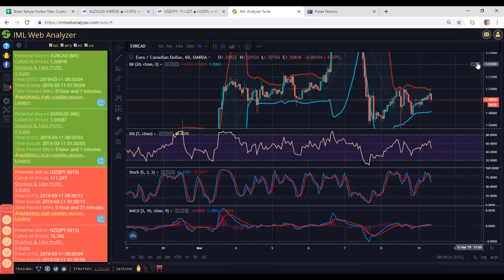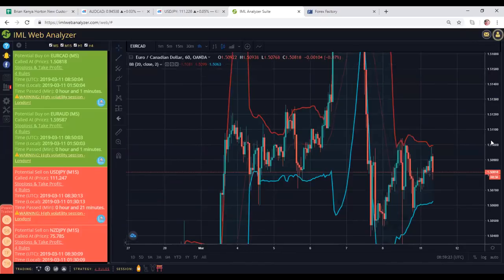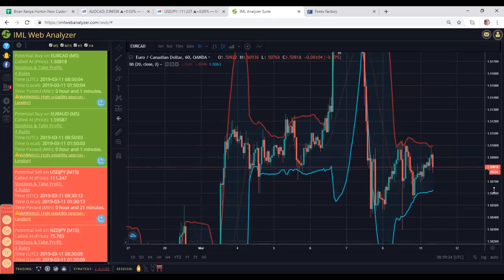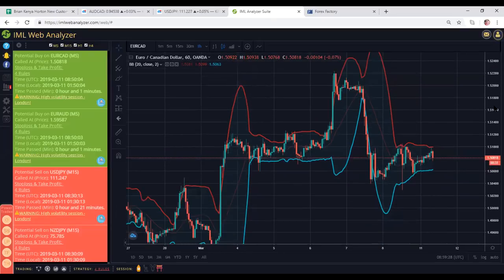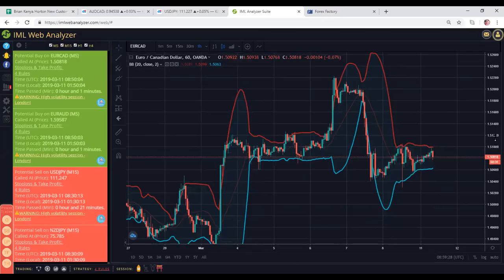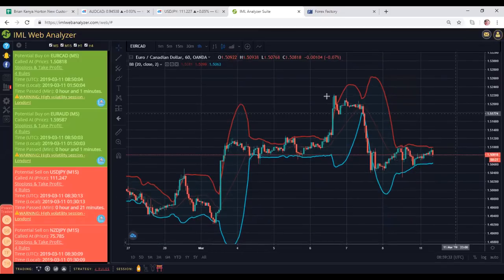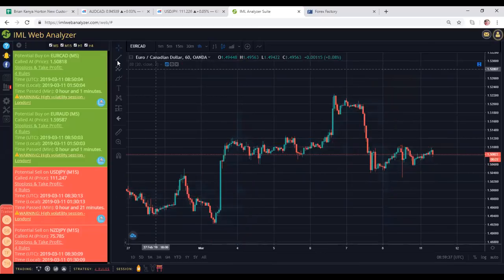But what I like to do is maximize my screen and get rid of some of the other indicators. I just concentrate on this area right here. So what I do is I hide the Bollinger Band, and you can just grab a trend line and quickly identify the trend.